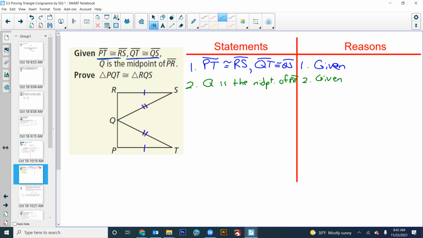Now, this is a two-step. If they tell you it's a midpoint, you have to say it's a midpoint. Then you have to say the result of the midpoint. Who wants to make me proud? McKenna. RQ is congruent to PQ, definition. Nailed it. She even nailed the order. You said PQ, didn't you? That's the definition of being a midpoint.